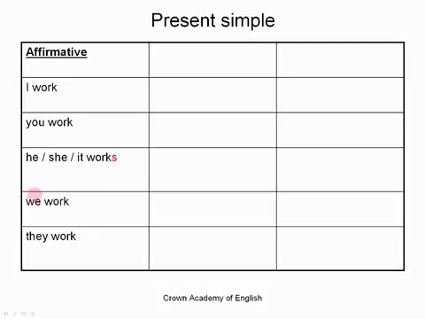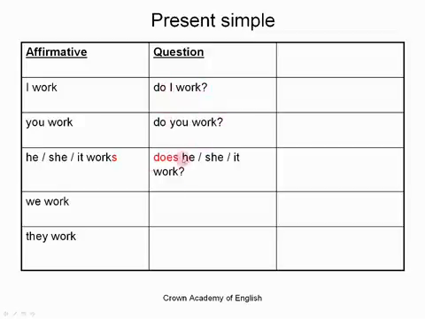And then we go to we work. So we go back to the infinitive. And they work, so the third person plural is the same. We keep the infinitive. Okay, so let's go through the pronunciation again. So it's I work, you work, he, she, it works, we work, and they work. Okay, now let's have a look at the negative. Sorry, the question. Do I work? Do you work? Does he, she, it work? Do we work? And do they work?